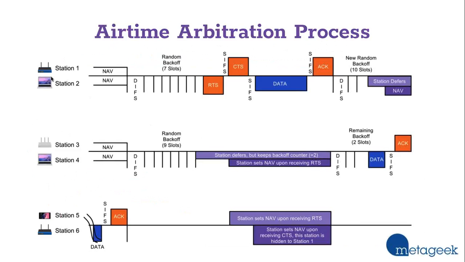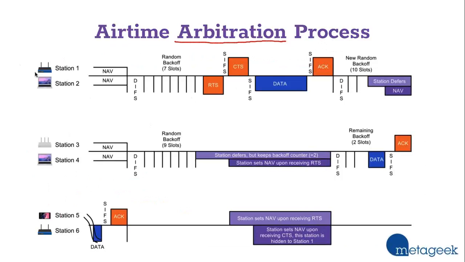Okay, so the next thing I want to talk about, this is the fun part. This is one of my favorite things to talk about because I'm a huge geek: arbitration between wireless devices. How do wireless devices decide who gets to talk next? How do they determine who gets to transmit next? Well, they do it with this process.